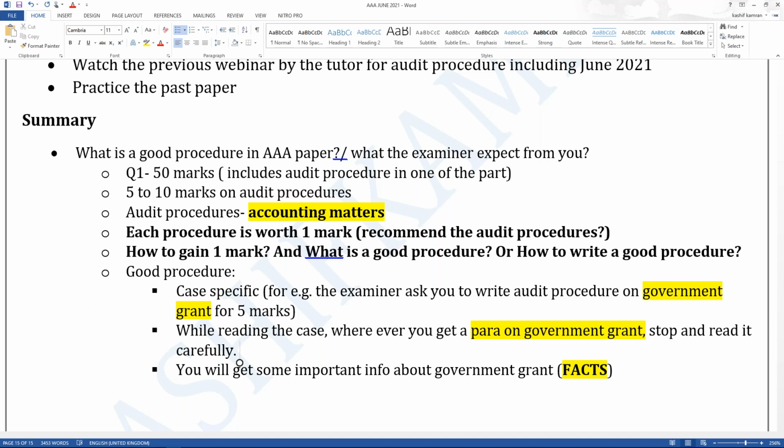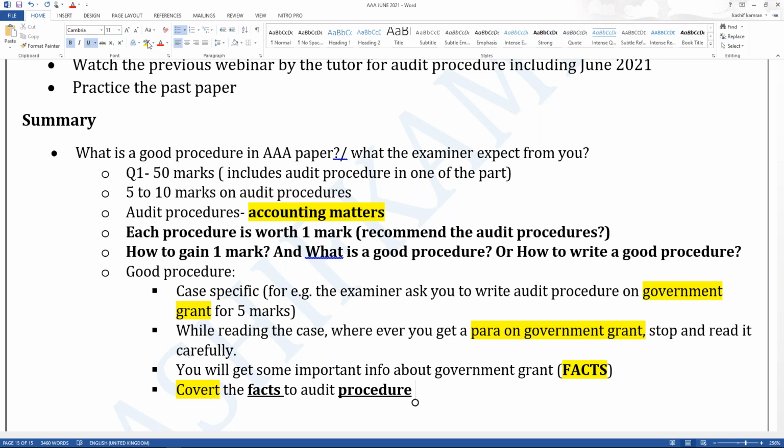Now, once you know the facts and you know exactly what's happening in the case about the government grant, you need to convert the facts to audit procedures, because practically whenever the auditor goes for audit, you make procedures on facts, on the knowledge of business, on knowledge of the government grant. So in the exam paper, when you know the facts, you will convert the facts, and I'll be demonstrating that in 5 minutes, to a procedure. How many procedures? 5 procedures, because you have 5 marks, for example.